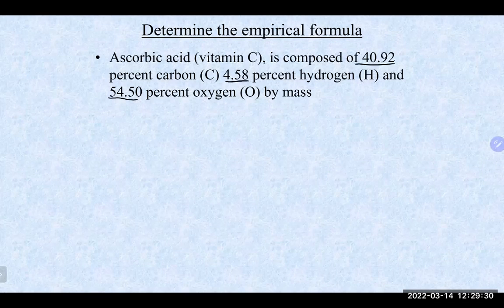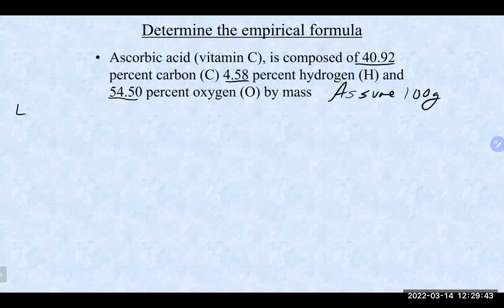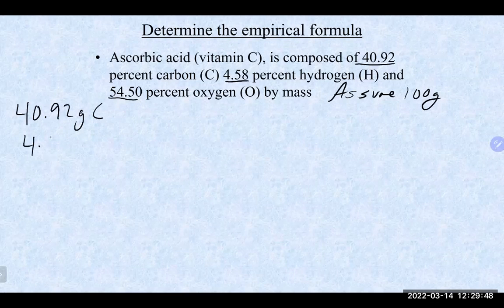We could then assume 100 grams in this case, which will turn our percentages into the same numbers, but grams. If we do that, that would give us 40.92 grams of carbon, 4.58 grams of hydrogen, and 54.5 grams of oxygen. Again, we just want to convert them into grams and keep the numbers the same. So we assume 100. At this point, the next thing we want to do is take each of these grams and convert them to moles.